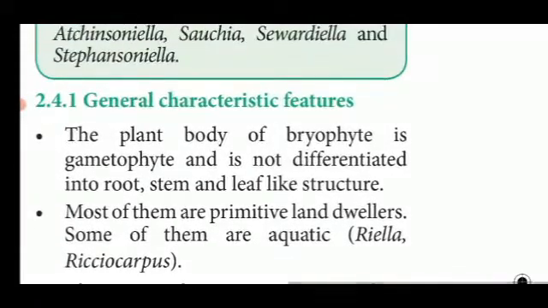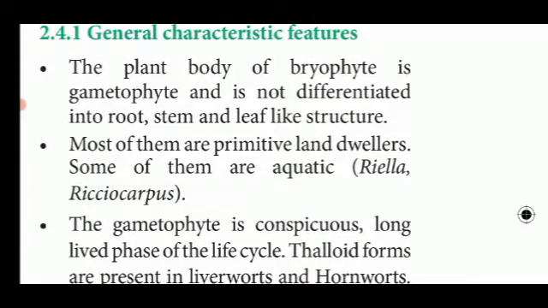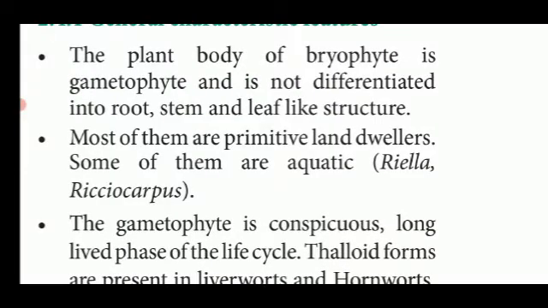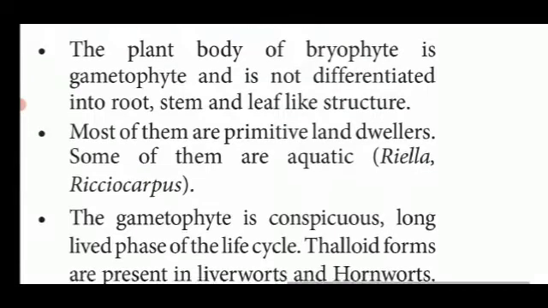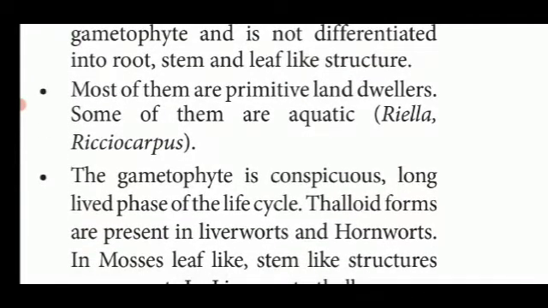Next, general features of bryophytes. The plant body of bryophytes is gametophytic. It produces gametes. It produces male and female sex organs, and it is not differentiated into root or stem or leaf-like structure. It also shows a thallus organization. Most of them are primitive land dwellers. The first formed land plants are bryophytes, so they are very primitive in nature. It shows less advanced characters. So they are more advanced than the algae and primitive compared to the pteridophytes.